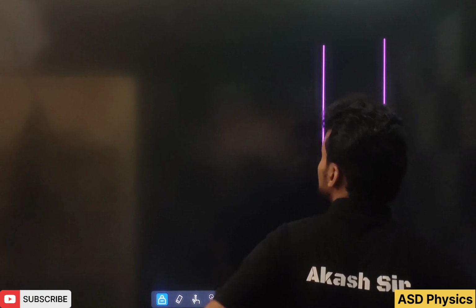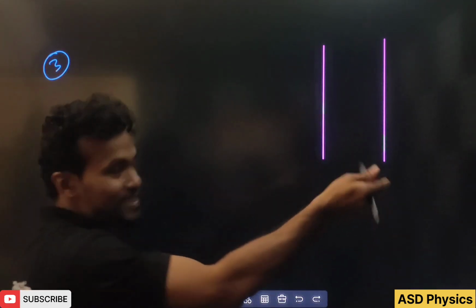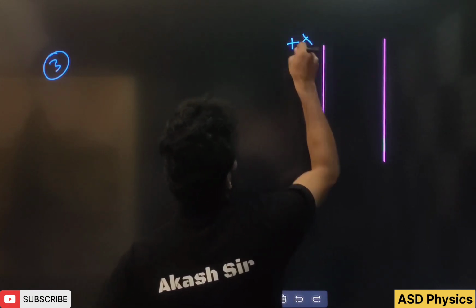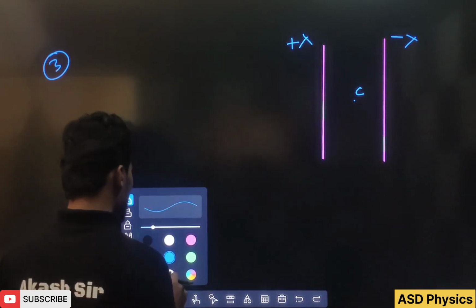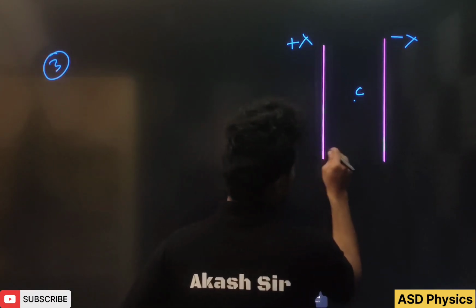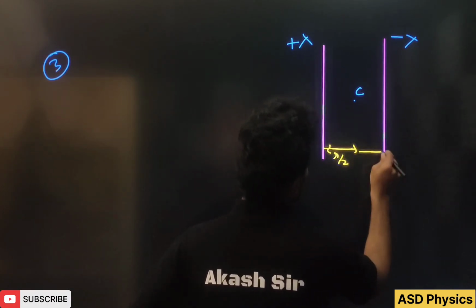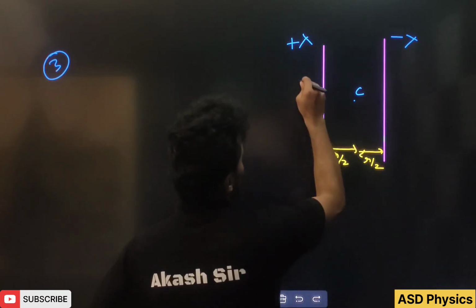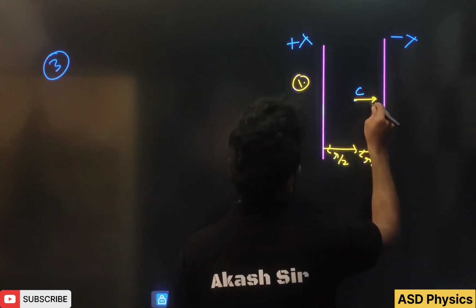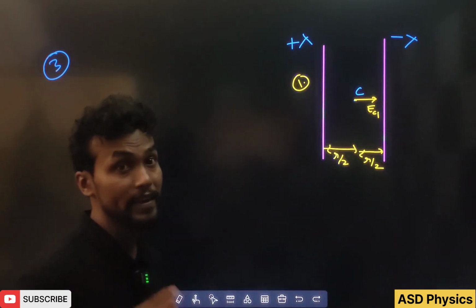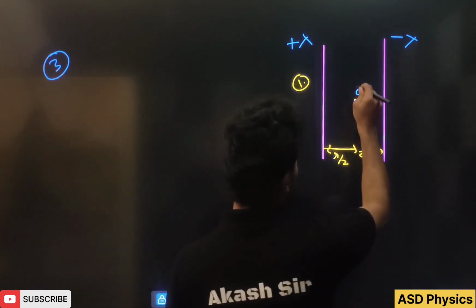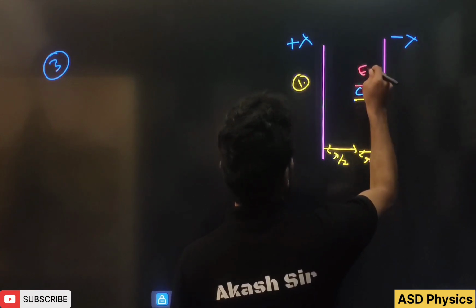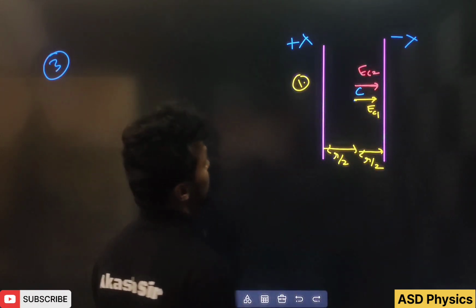But if you see the third situation, it is actually a different situation. Now this is plus lambda, and this is minus lambda, and now I have taken point C. Now can you guess what will happen, students? See here please: this is R by 2, and this is also R by 2. Let's take the first. The electric field is in this direction, EC1, away, and this one is minus. So again the electric field is towards point C, so we can write EC2.